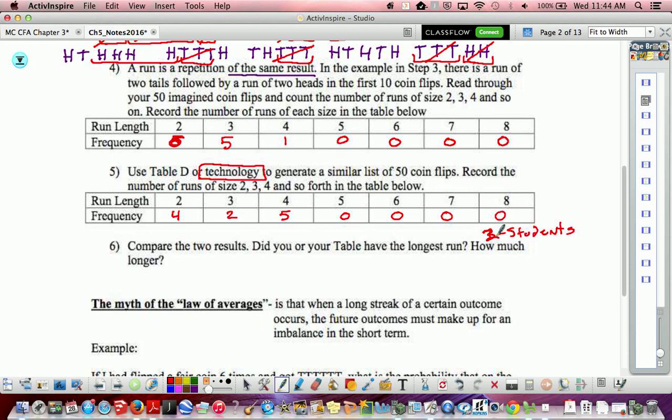So what we're trying to drive at here is it says compare the 2 results. Which table had the longest run? The random table will have the longest run. If you were to actually do this for 1,000 coin flips, I can almost guarantee you that you will see a run length of at least 8, if not 9, 10, 11, or 12.